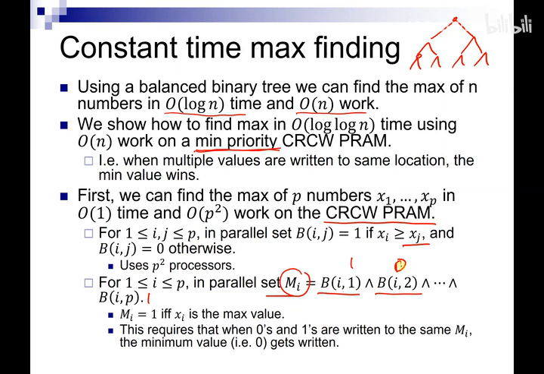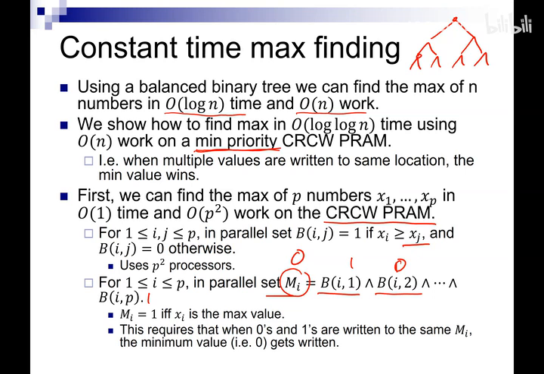So what we want is, if any of these b's is 0, then we set m_i to be 0. To do that, first of all, we need to allow concurrent writes to this m_i, because all of these P processors are writing to it. Furthermore, if many different values are being written, then the minimum value is the one that gets written. In our case, the minimum value will be 0.